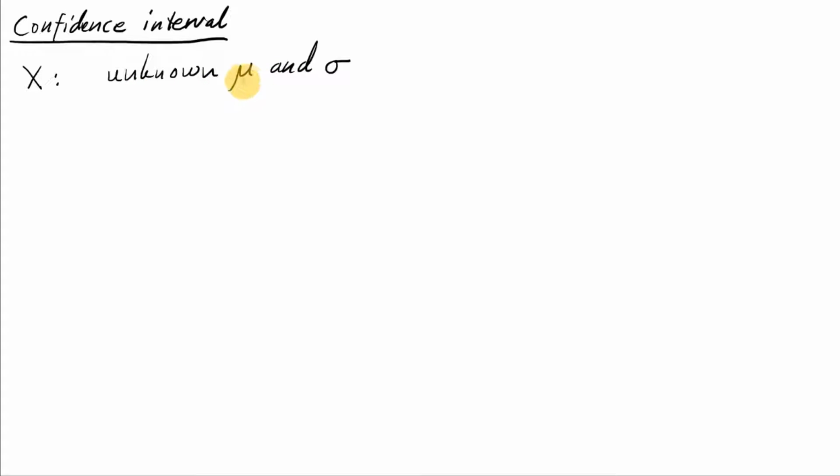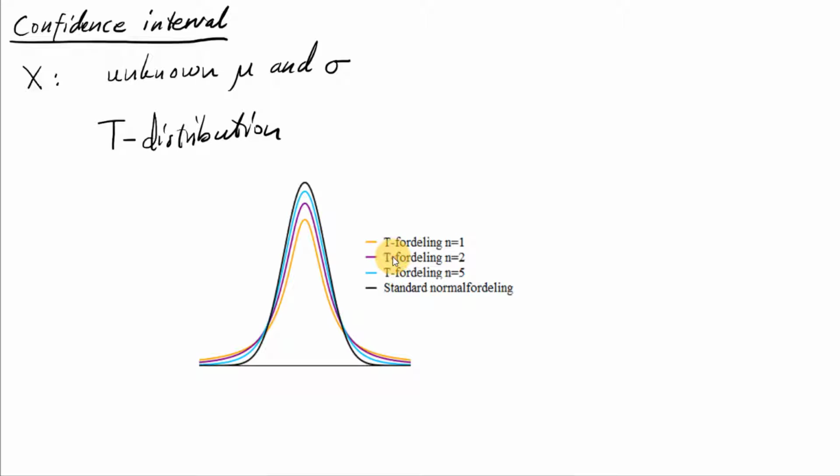If both the expectation value and the standard deviation are unknown, instead of using a normal distribution, one uses a distribution similar to the normal distribution, called a t-distribution. A t-distribution depends on the sample size. The black curve here is a standard normal distribution, and the other ones are very similar; those are the t-distributions for different n values, that is, different sample sizes.